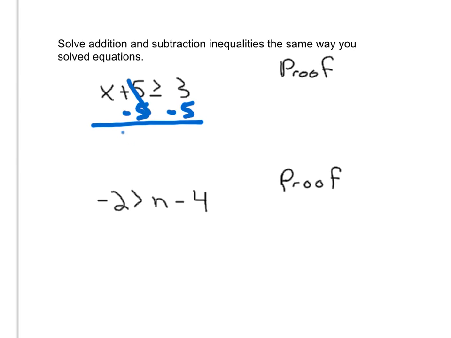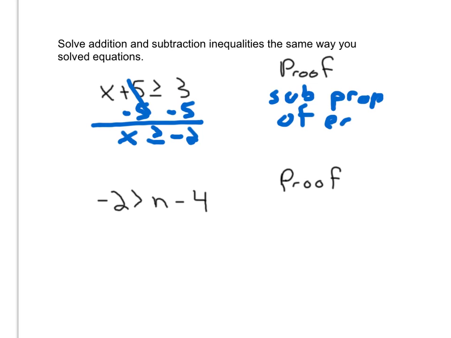These cancel, and I get x. Now this is where it changes. I'm going to keep my sign, greater than or equal to. And 3 minus 5, or 3 plus negative 5, is negative 2. And my proof, of course, is subtraction property of equality.